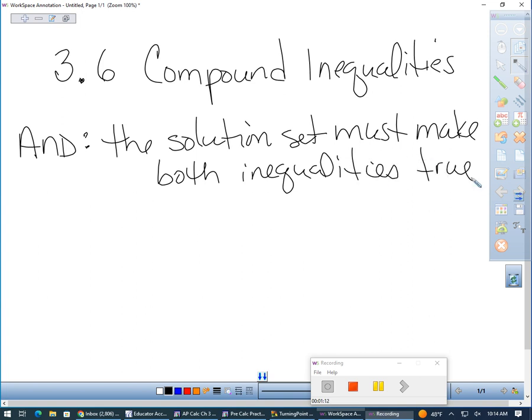When we say and, it's kind of like saying it is sunny outside and it is 70, which means in order for that to be true, it has to be both sunny and 70, right? For that to be a true statement. Same thing here. It has to work with both inequalities.